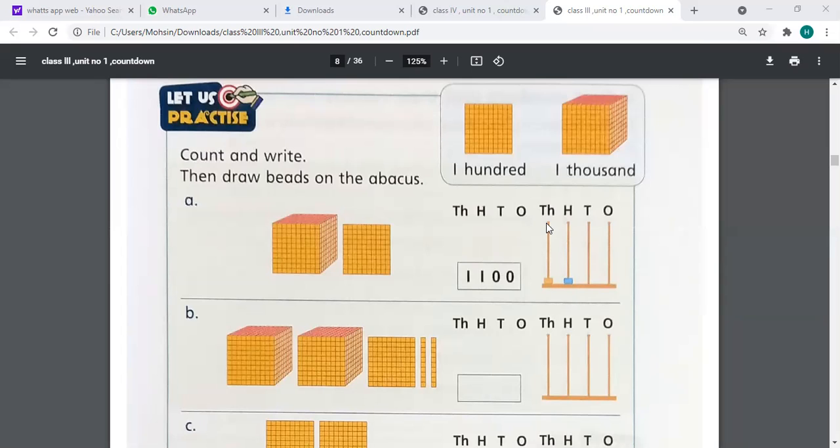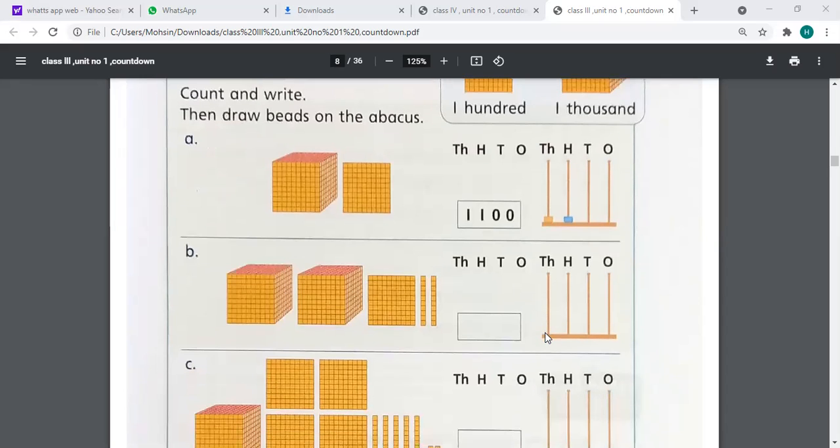And now the turn of 1000. How many thousands do I have? I have 1000. So I draw one bead on this line. I'm going to do part B for you on the board. Look at the board and the rest of the parts will be done by yourself.